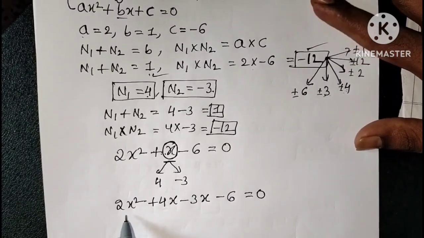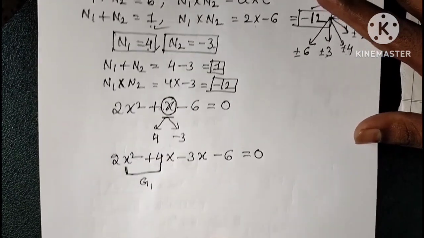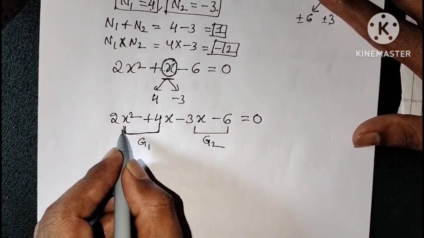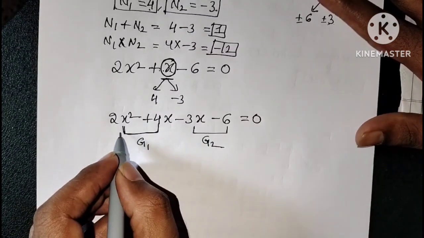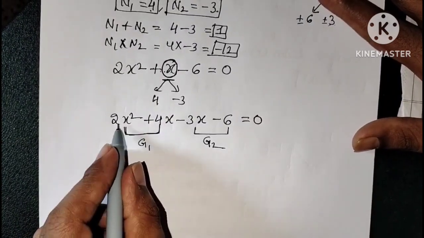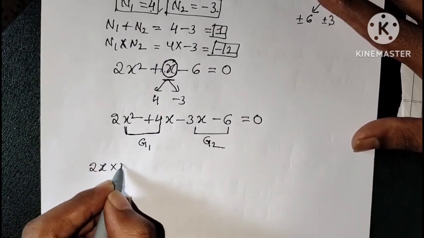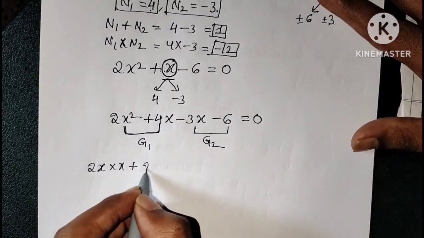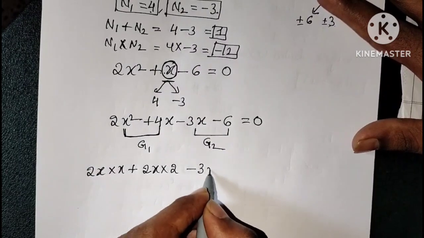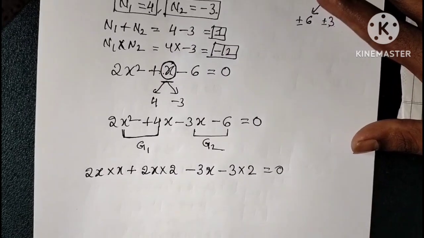Now make groups. Suppose first two terms group 1 and my last two terms group 2. So in group 1, what are the common factors? Common factors em unnai manaki ikkada 2 and x. Common ga unnadi enti 2x. Here see, 2x square can be written as 2x into x. Here 4x can be written as 2x into 2. Minus last two terms lo in common first 3, right? Minus 3x as it is. Minus 6 can be written as minus 3 into 2 is equal to 0.